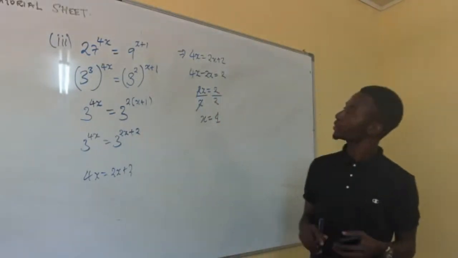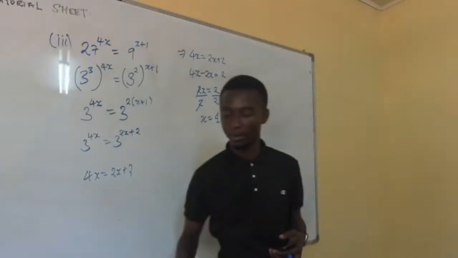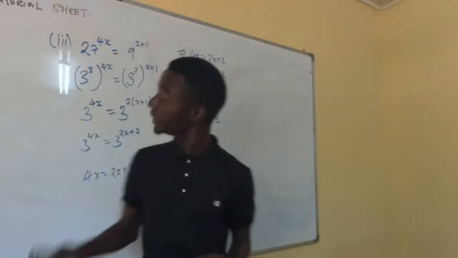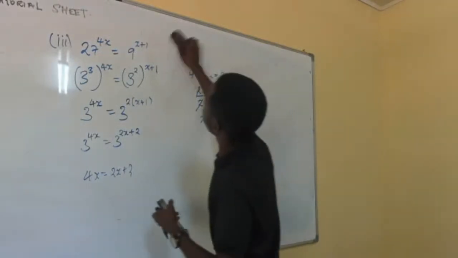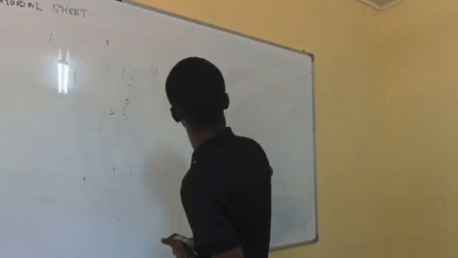So that's what you're supposed to do, and that's question 1, Roman numeral 3. Let's proceed.